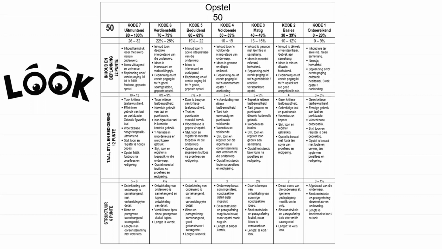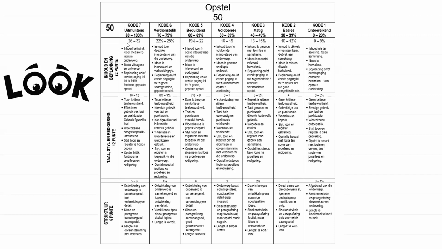So say, for instance, look at this. The inhoud nie ter saak nie. In other words, you wrote about something else and not the topic. Your ideas are herhalend, you're repeating yourself too much. Or you didn't plan and it's a terrible essay, then you will get 0 to 9.5. That means 0 to 29%. That means that you got less than 10 out of 32 for that part. And that's the part that counts the most.